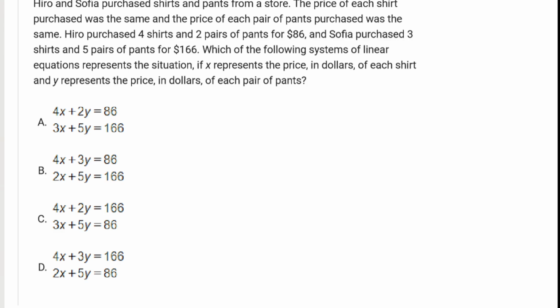So we begin with the first problem. Again, you need to pause the video and read it to yourself. I won't read these problems out loud. But ultimately, we have to select a system of linear equations that represents this situation.